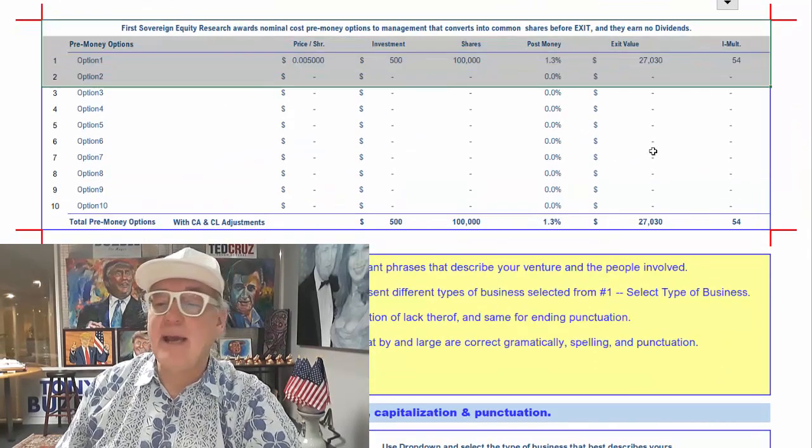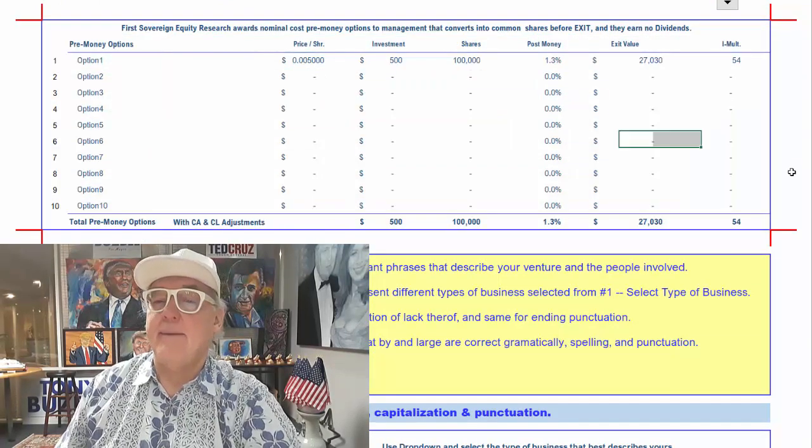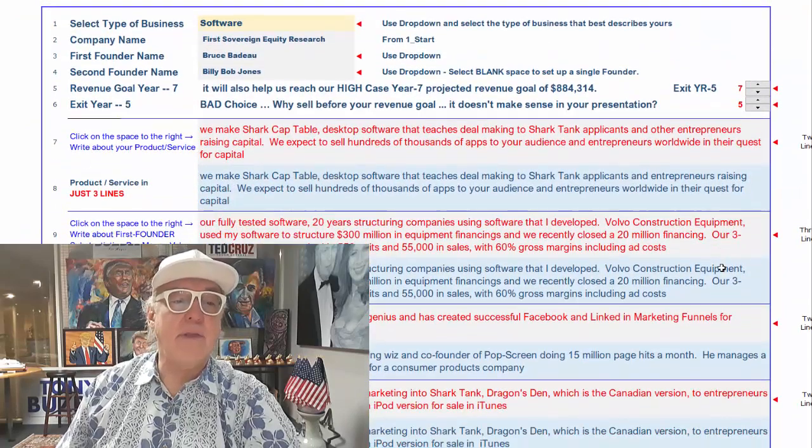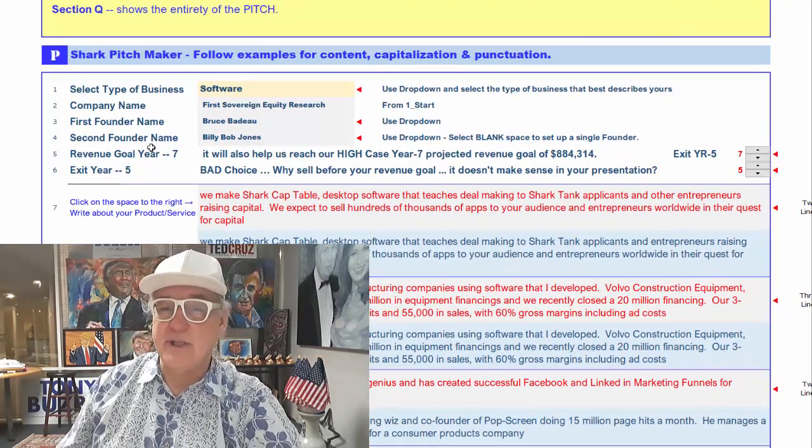And this is, of course, the same type of table for the pre-money options. We didn't have, but I think just one. Now, the real biggie is coming up. No matter what you do, you are going to use Section P.